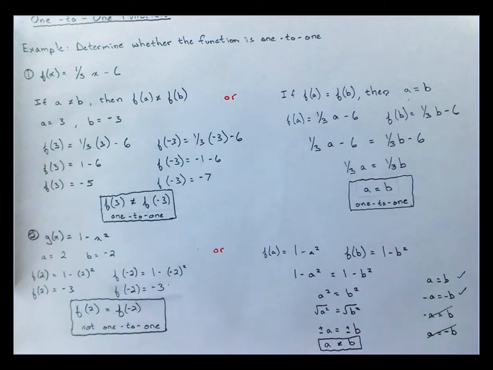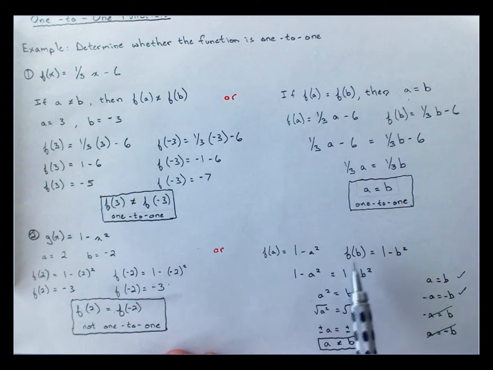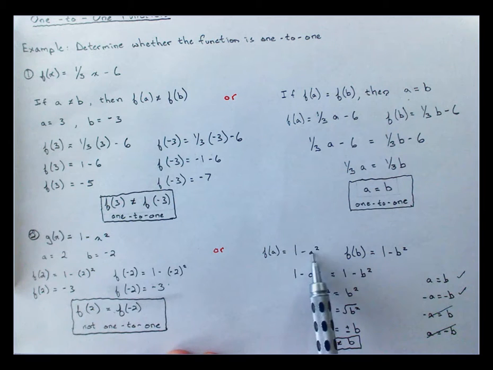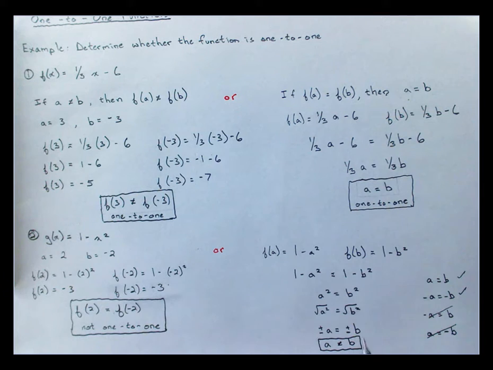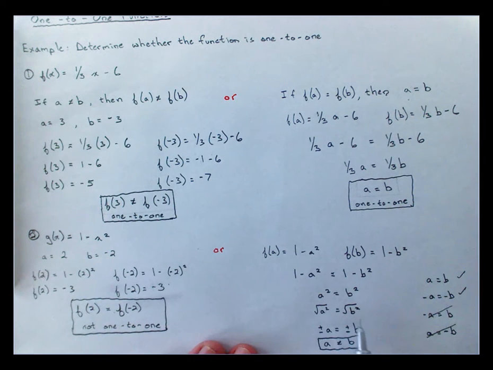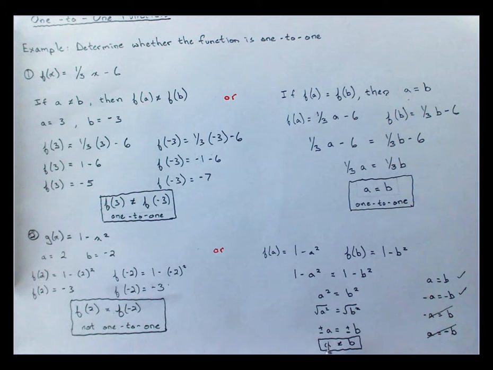The second criteria. Whenever I'm going to set my f of a equal to f of b, again, all I did was replace x with a and replace x with b. I set them equal to each other and I solve. And whenever I get down here, I have the square root of a squared equals the square root of b squared. Well, what may simply be thought is that I say, oh, well, that's a equals b. It's actually plus or minus a equals plus or minus b.